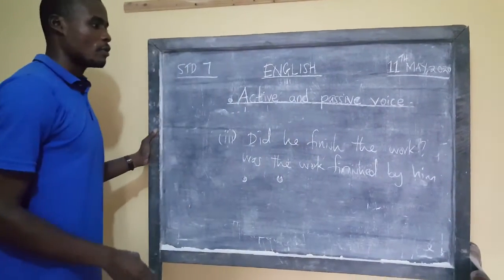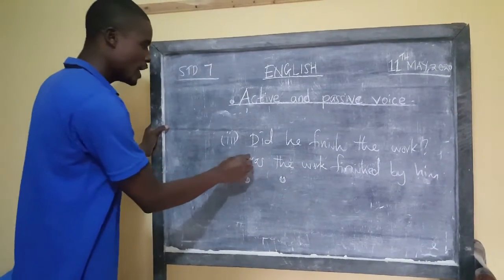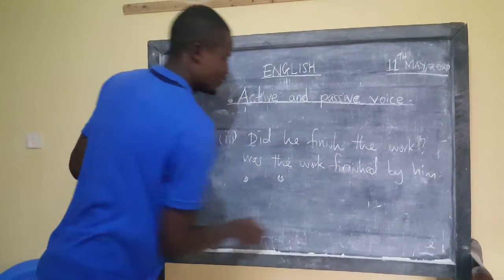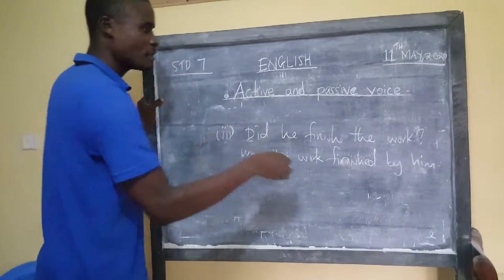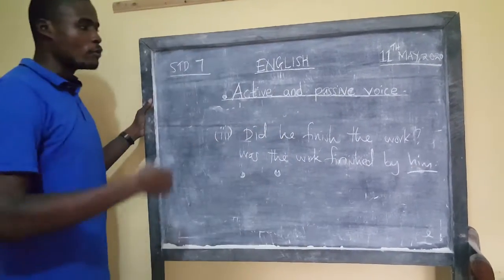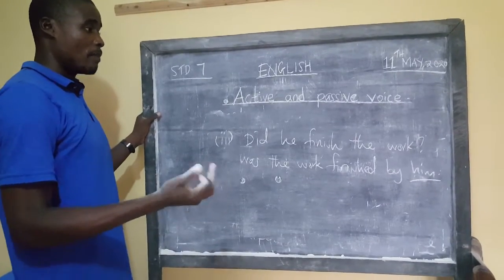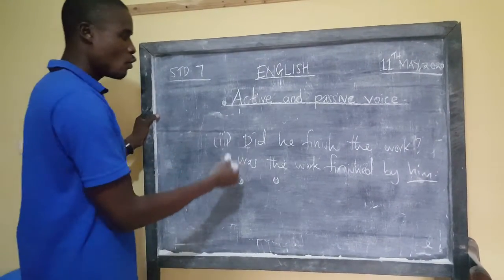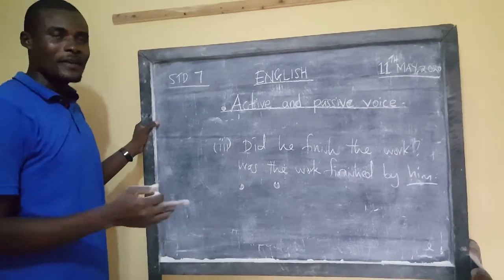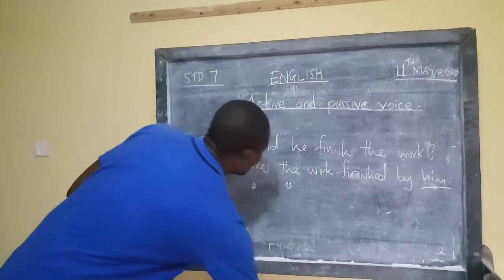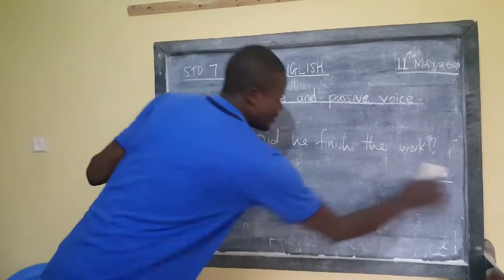Let me repeat myself. We still need to look at, did he finish the work? So, was the work finished by him? We now use the objective pronoun in that manner. We can't say, was the work finished by he? No. Was the work finished by him? So much of that, Lana.